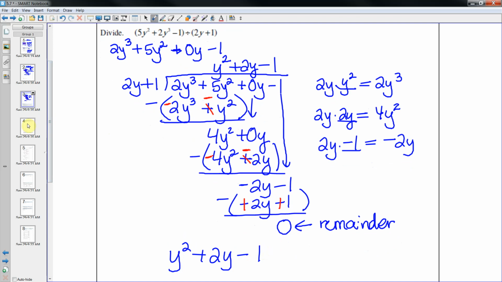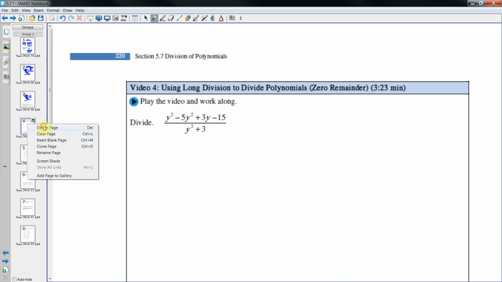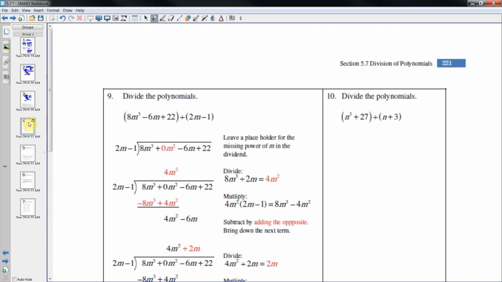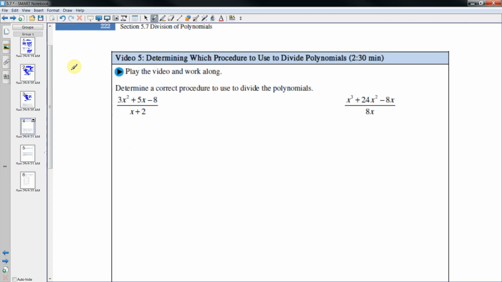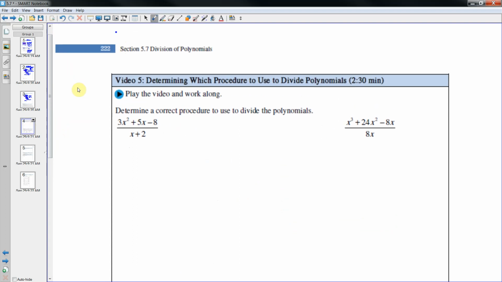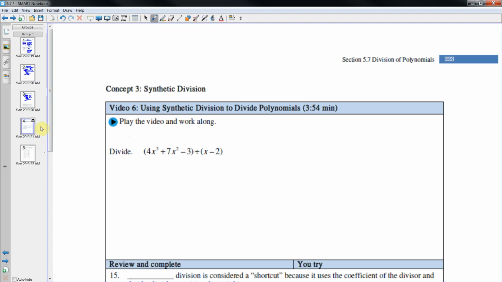So now I'm going to skip to this page right here, where we are going to do a procedure called synthetic division. Actually, I'm going to skip this page too. I'm going to go to the next to last page, because here we go. We're going to do synthetic division.